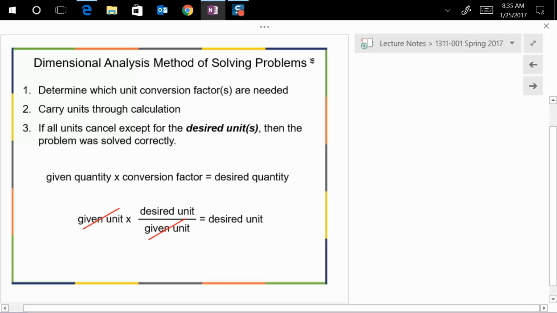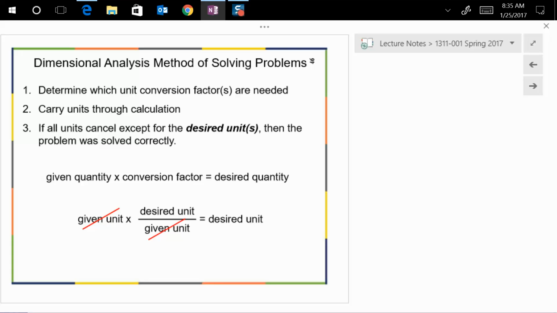Okay. Now, dimensional analysis is a very important method to calculating your desired result. Okay. So it's very important that you know what is the unit you're trying to get, and what are all the other units you have, and how are you going to cancel out those other units so that you obtain the one that you want. That's dimensional analysis.